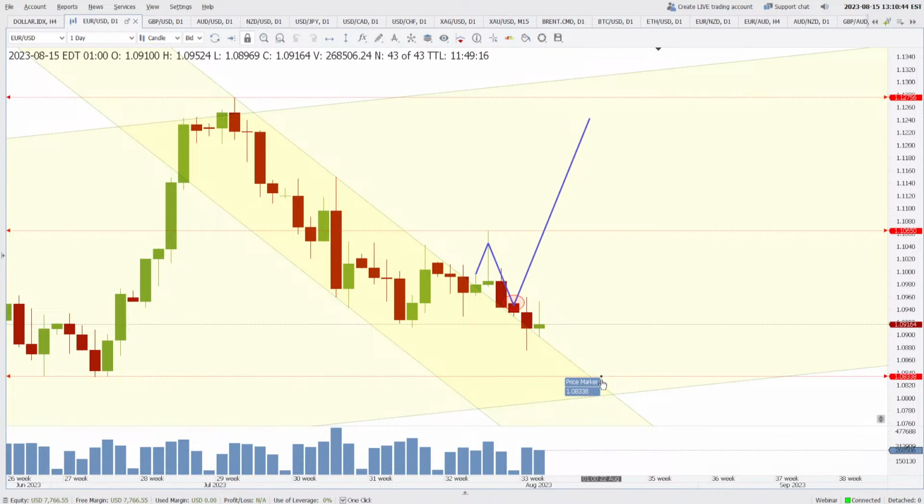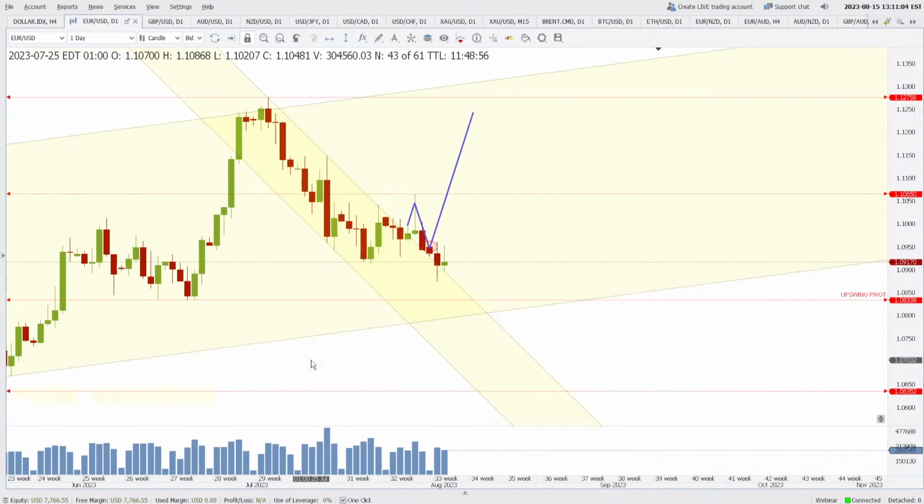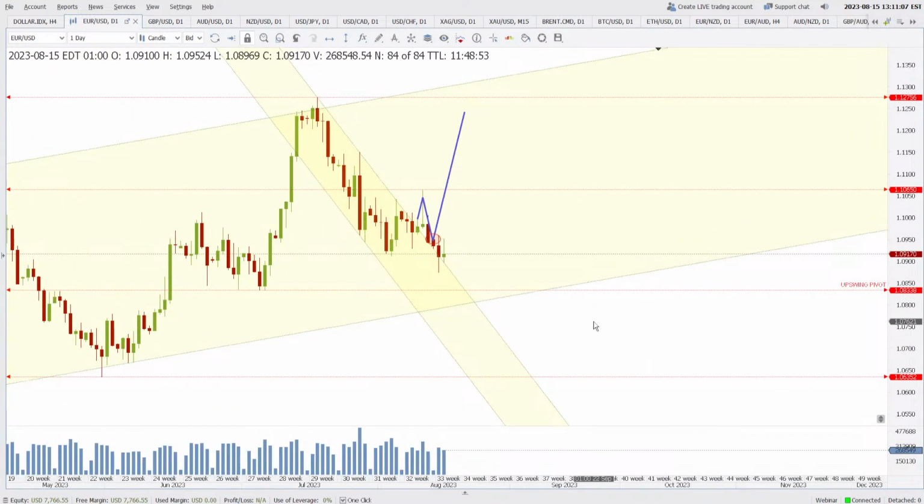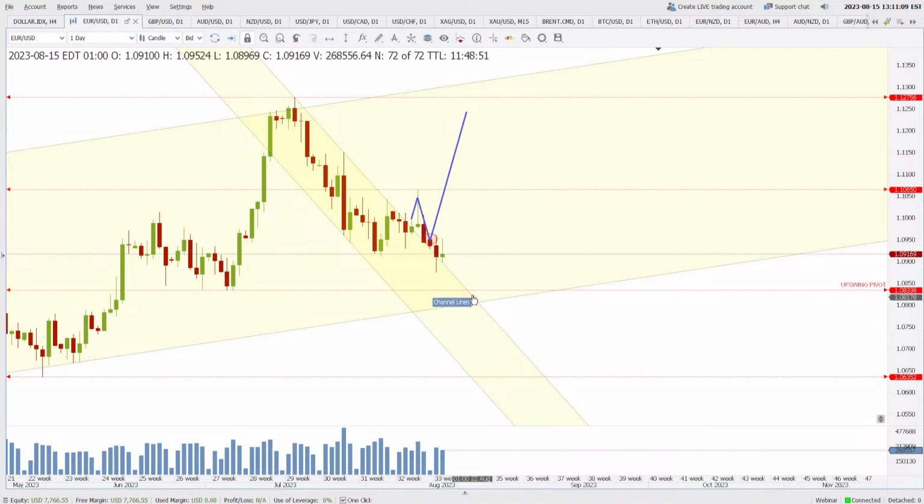On the downside we have horizontal support at 1.0833, below which I think we should not be looking for any buy entries. So this is called the upswing pivot. Now what is an upswing pivot? An upswing pivot is a place below which you should not be buying. Okay, this is an upswing pivot, so below this you should not be buying.